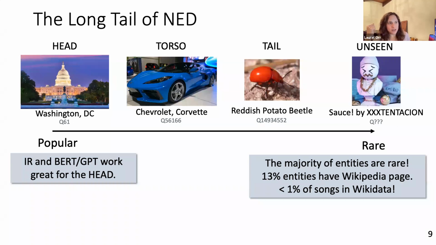So for example, this song Sauce by this artist, which I'm not even going to try to pronounce, doesn't even have an associated Wikidata ID, yet people are still going to ask their personal assistants to play this song. So it's really critical that we understand how to disambiguate these rare entities. Importantly, even though they're very rare in standard training data sets, the majority of entities seen by these systems, and in general the majority of entities, are these rare ones. Only 13% of entities in Wikidata have a Wikipedia page with textual information.